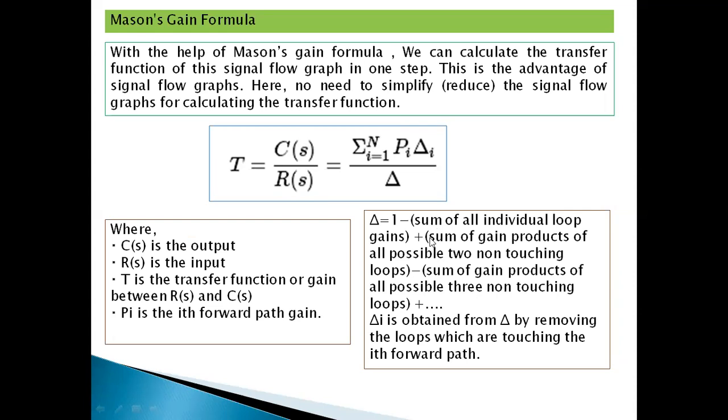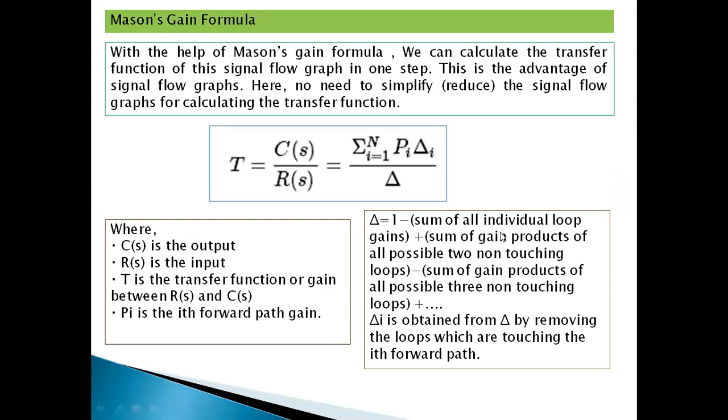Okay, that we'll see while solving a problem. Sum of gain products of all possible combinations of two non-touching loops. Similarly, minus sum of gain products of all possible combinations of three non-touching loops and so on. Most commonly, in any problem, up to two non-touching loops maximum we will get. It is not possible to get three non-touching loops. So delta is only up to that, but try to remember this formula.